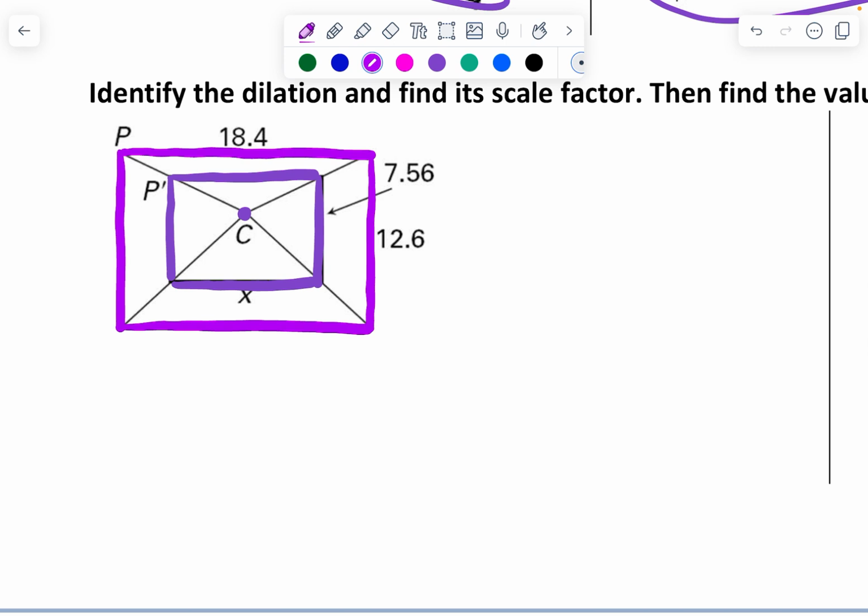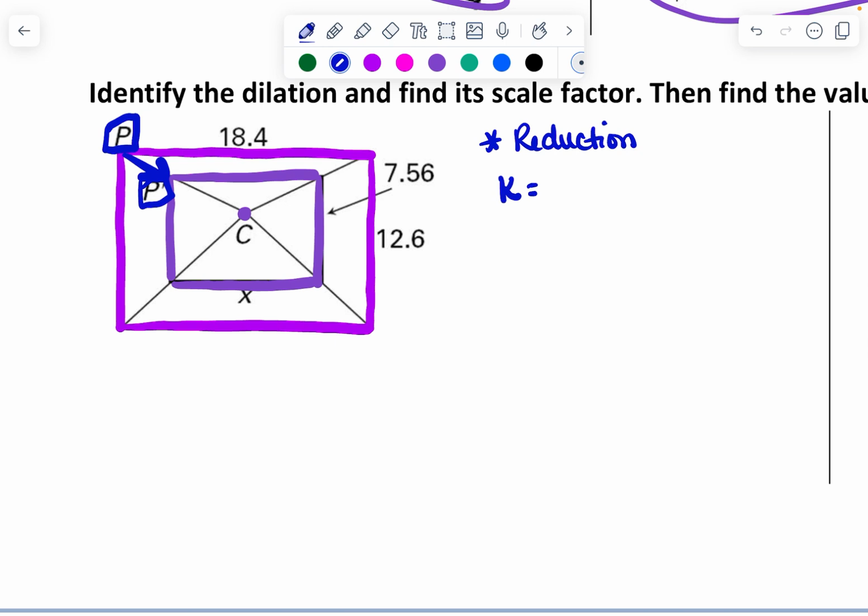So first of all, let's figure out, did it go big to small or small to big? Well, look at the notation. Here's P, here's P prime. So it's going from here to here, which means that this is a reduction. Okay, so it's getting smaller. So let's set up our scale factor.